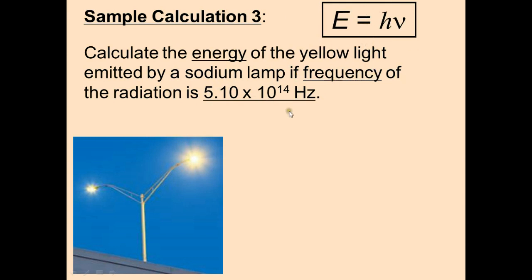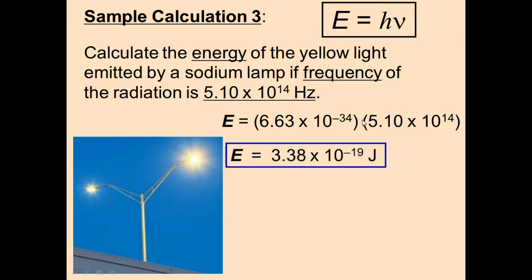And if you have frequency, E will be your x this time, and h is Planck's constant, which is 6.63 times 10 to the negative 34th, and then v is given in the problem. So we just multiply these two numbers together and we get energy. It's just a simple plug and chug. And so it's 3.38 times 10 to the negative 19th joules, because energy is always in joules.